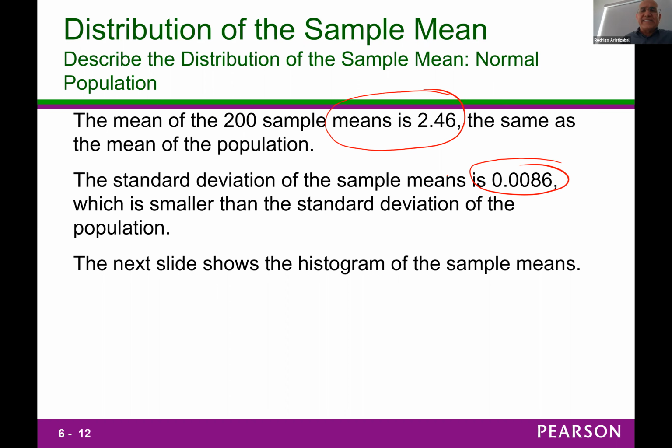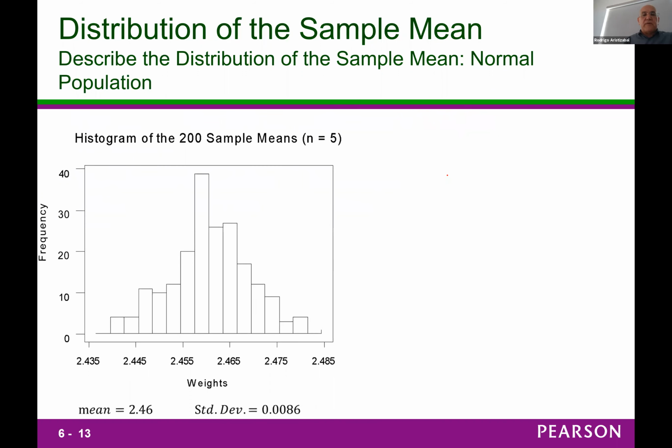Let's analyze the histogram. That is the histogram for these 200 samples of size 5. The shape is pretty normal. And we obtain from these 200 samples a mean equal to 2.46 and a standard deviation of 0.086. But only for 200 samples.